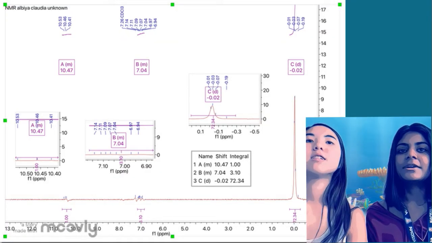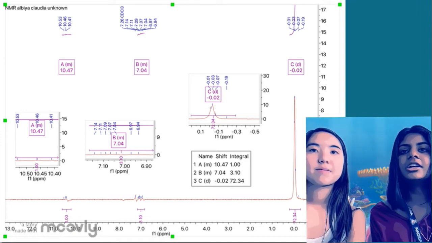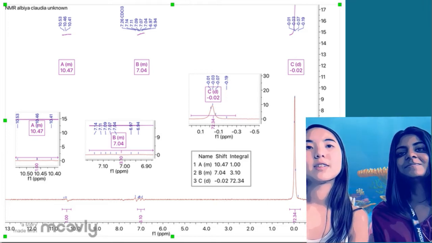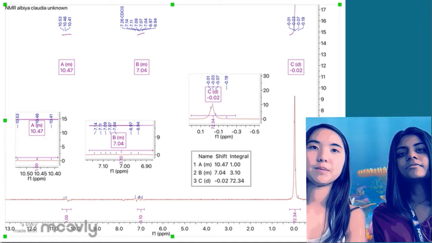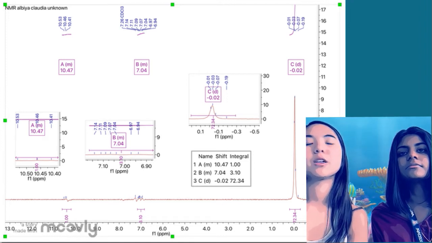According to our NMR spectra, we have a reference point at 7.26 ppm, indicating our solvent chloroform D. Our first signal to the left is around 10.47 ppm, implying a carboxyl group. Our second signal is around 7.04 ppm, indicating a benzene ring, and our last peak is around the range 0 to 1 ppm, showing the CH component.